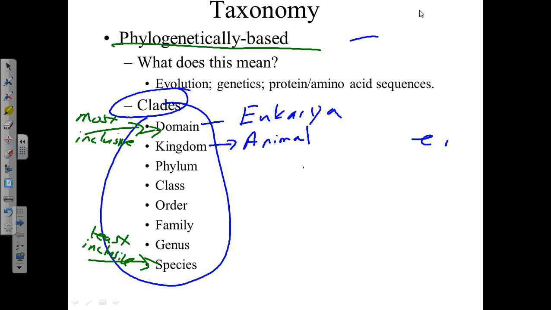Eukarya, animals. What phylum do you belong to? Chordata. What does that mean? For the vertebrates. The vertebrates. And we'll get more deep. It's actually a little bit more nuanced than that. But for right now, let's just say this is where the vertebrates go. Phylum Chordata.